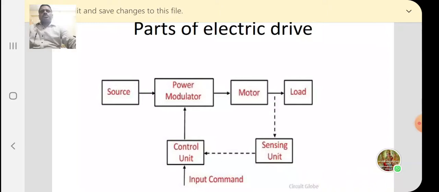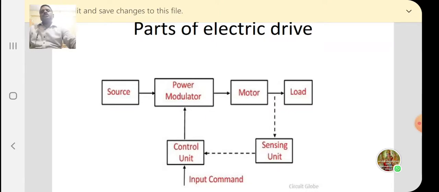For the next one, AC to AC, or we can say the fixed to variable voltage converter. Now AC voltage regulator and cycloconverter. This has two types, meaning the fixed AC to variable voltage regulator.